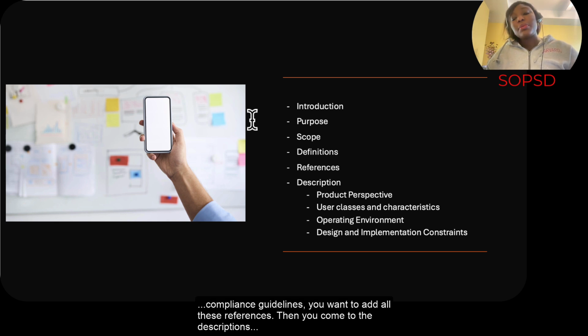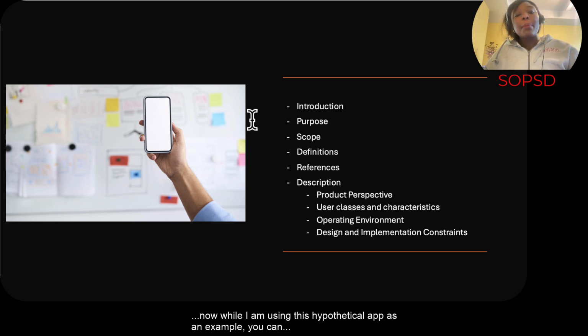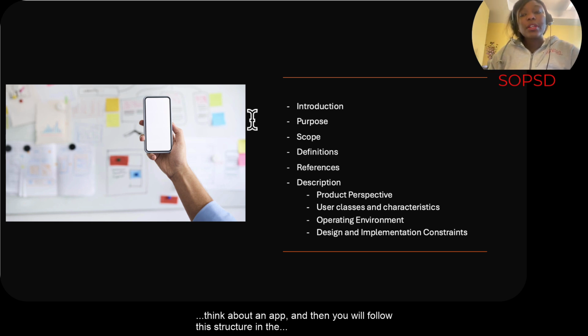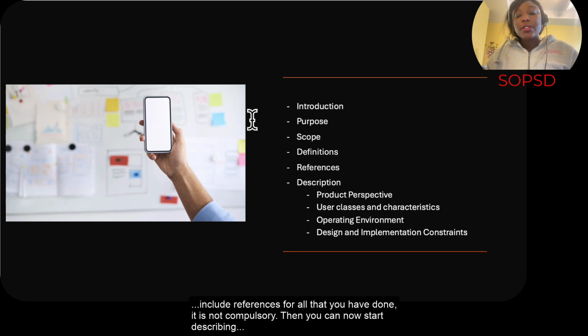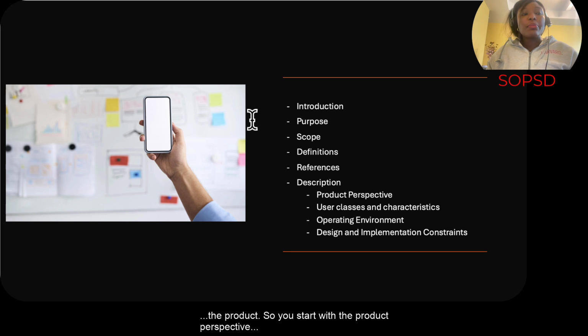Then we'll come to the description. Now, while I'm using this hypothetical app as an example, you can think about an app and then you now follow this structure in the things you want to put. You can add more subheadings and more content, but basically you want to have this introduction that states the purpose, the scope, definitions that define the boundaries of the things that you are doing, and then maybe you put references for all what you have done. It's not compulsory. Then you can now start describing the product. So maybe you start with the product perspective.